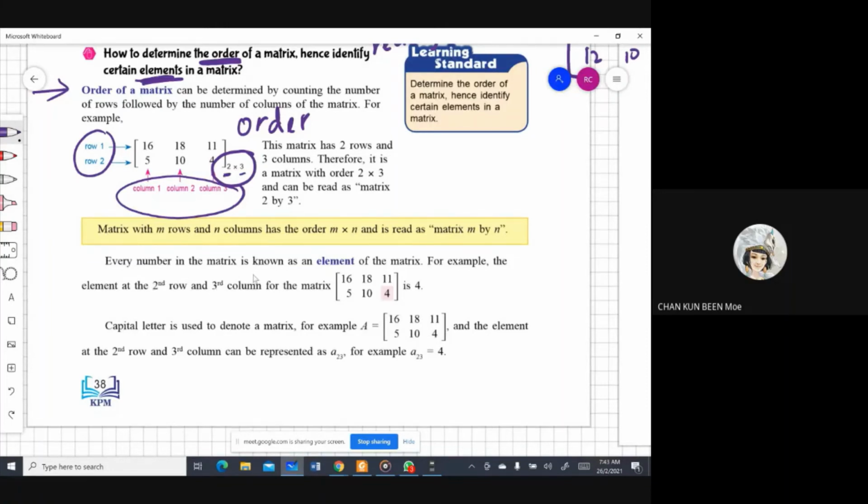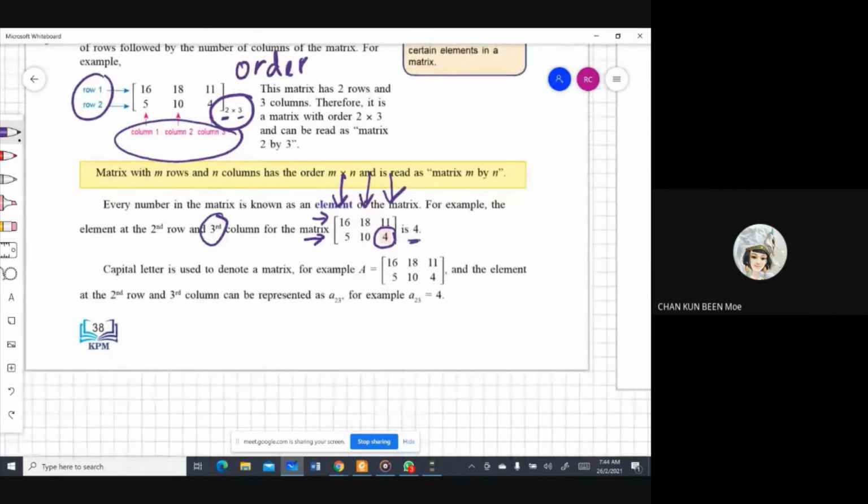Every number in the matrix is known as an element of the matrix. For example, the element at the second row and third column. Second row, this is the first row, this is the second row. And third column: this is the first column, second column, third column, which is 4. That is how you identify it.